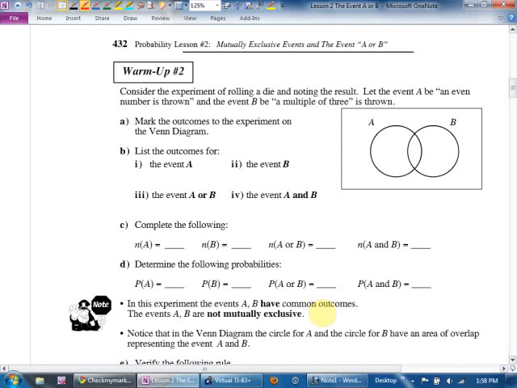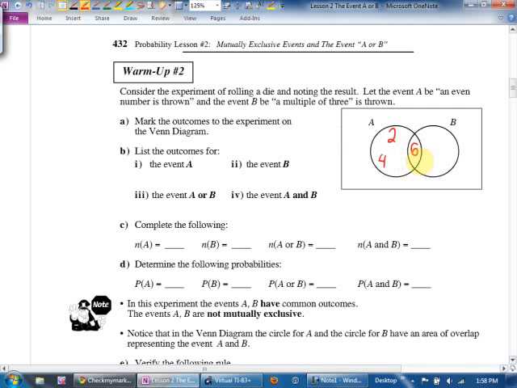Once again, we're going to roll a die and note the result. The event A is an even number is thrown. The event B is a multiple of 3 is thrown. Okay. What's going to go in A? A 2. A 4. Can I put the 6 right there? Why can't I put the 6 right there? It's also a multiple of 3. I need to put it right there because it's both.